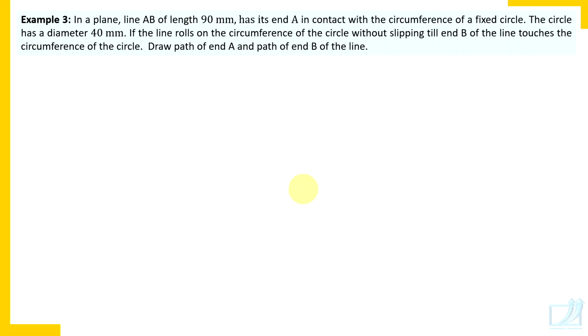In this case, a line is rolling on circumference of the circle, but the procedure remains the same with little difference. And what it is, try to understand. Draw the circle of diameter 40 mm. And this is that line AB. Okay. Now, visualize line rolling.